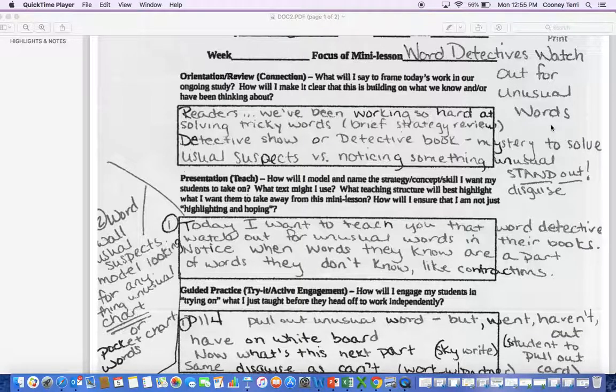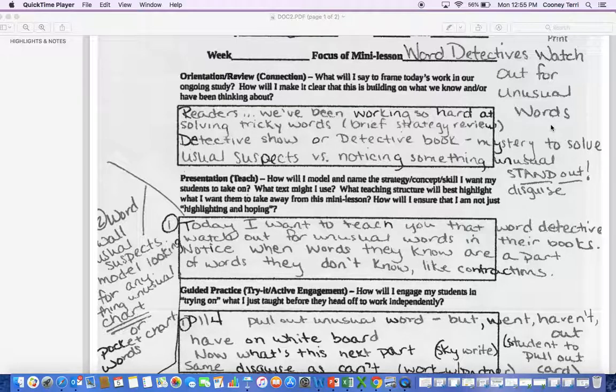This lesson is taken from the Word Detectives unit for grade 1, and the focus of the mini lesson is: Word Detectives watch out for unusual words. For the connection part of the lesson, I would first conduct a mini review with the students.